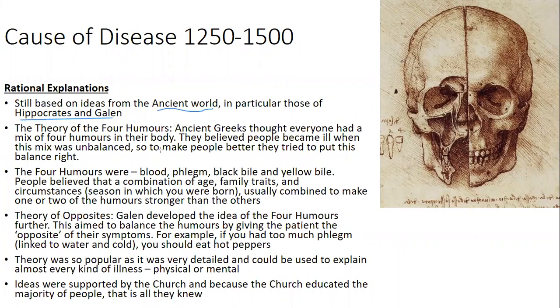So we had the theory of the four humours. Greeks thought everyone had a mix of four humours: blood, phlegm, black bile, yellow bile. And basically, people became ill when their humours became imbalanced. So to make people better, they had to balance it out.